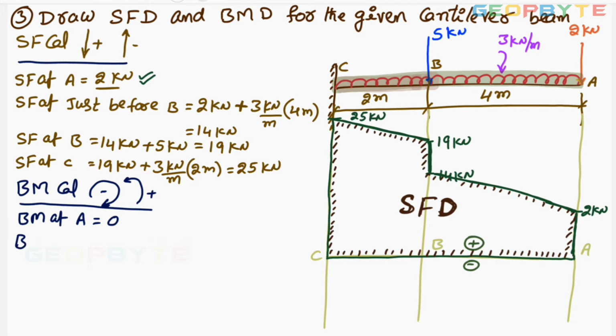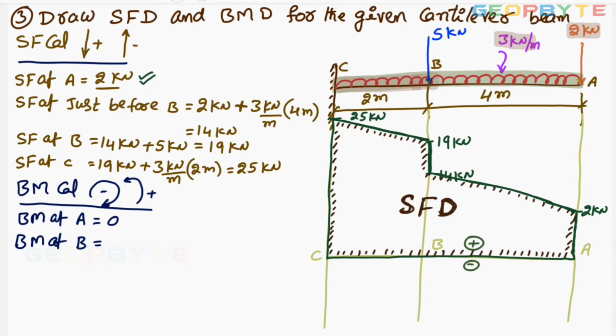Next, BM at B. For BM calculations, the part just before is not required. You just count how many forces or loads are there before the point B. Count the number of loads before B. One 2 kilonewtons point load is acting, and one UDL is acting. Bending moment means the product of point load and perpendicular distance.